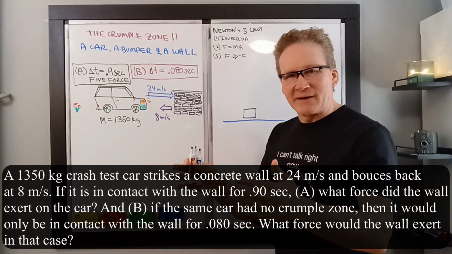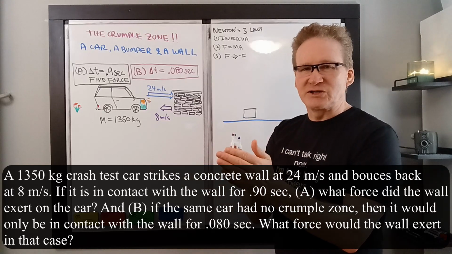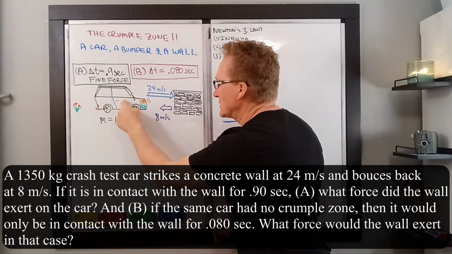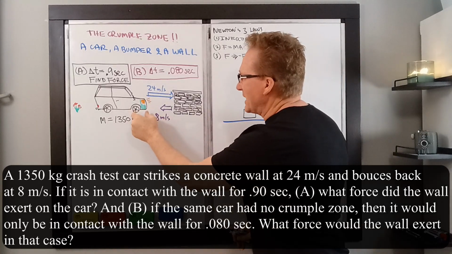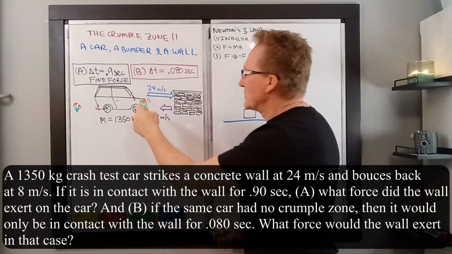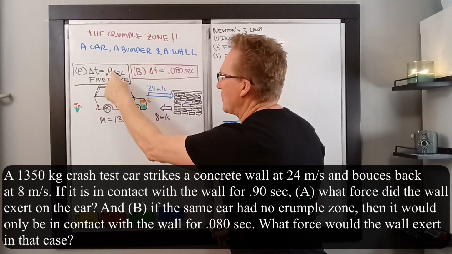You'll notice most cars have this bumper at the front or at the back, so if you get hit, that crumple zone crushes up and absorbs the impact so the people inside the car don't feel as big an impact. What it actually does is extend the time of the impact. So initially, this change of momentum, this impact time, is 0.9 seconds.